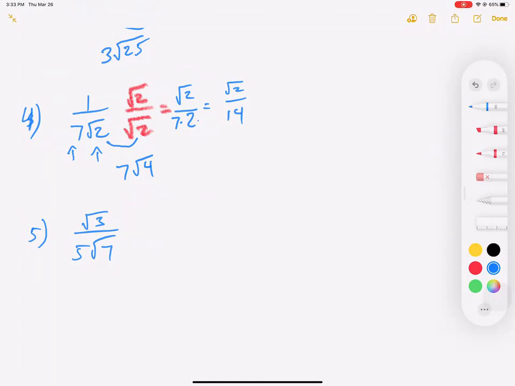Are we okay with the square roots on top? Are we okay with square roots on bottom? So we don't want the square root on the bottom. Since we don't want the square root on the bottom, we multiply the square root on the bottom by a square root of 7 to the top and the bottom.